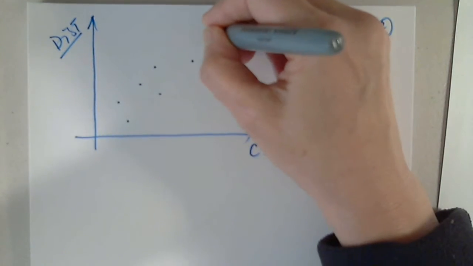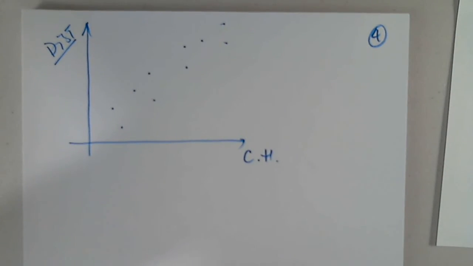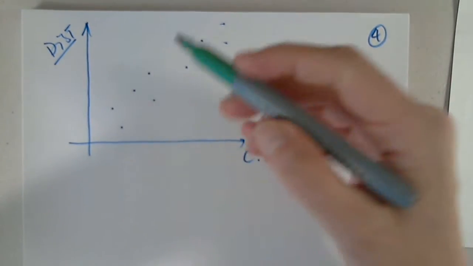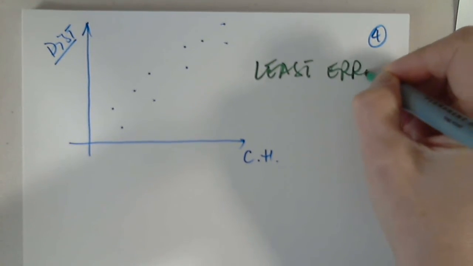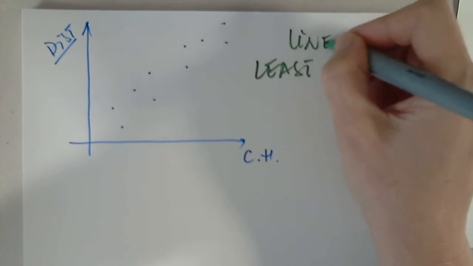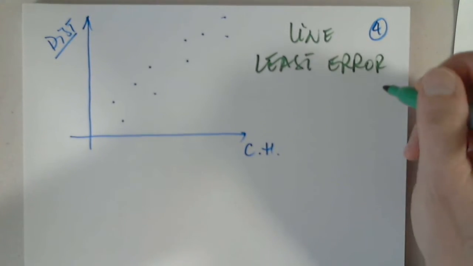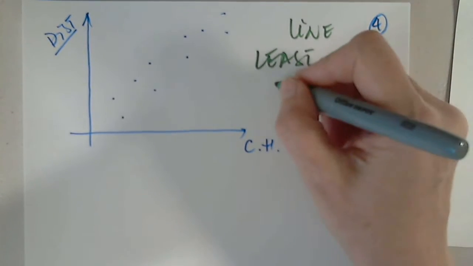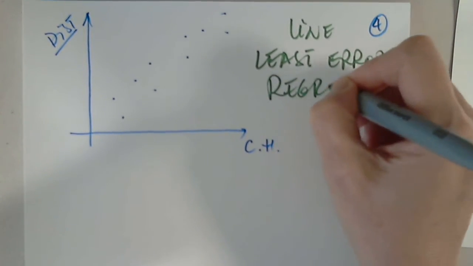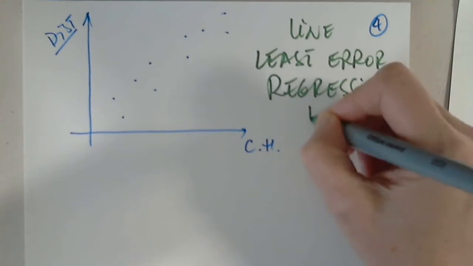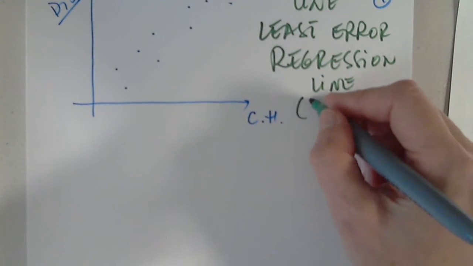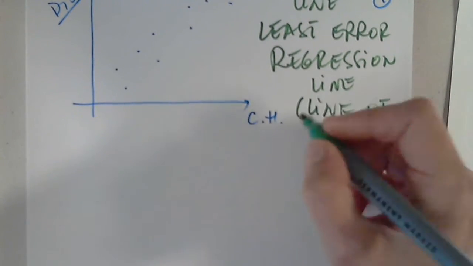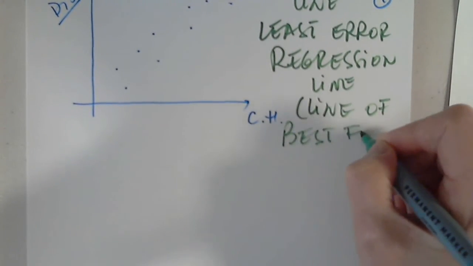So let's say we had something like this. And we are trying to fit a line that has the least error. The line with the least error is called the regression line. We also call it the line of best fit.